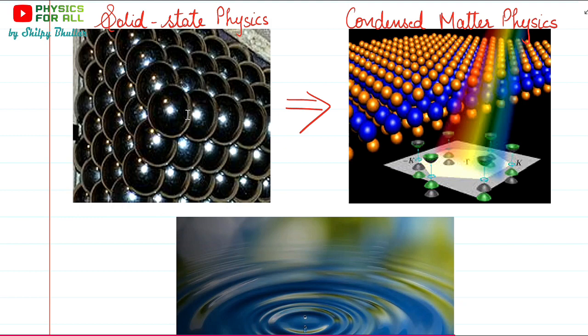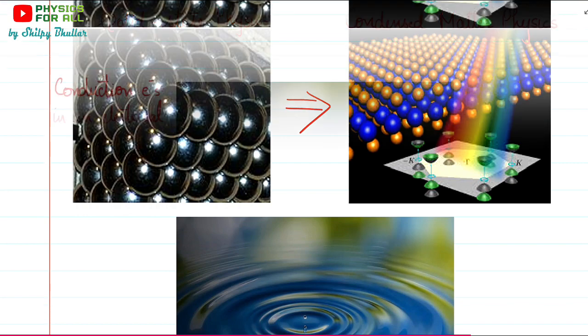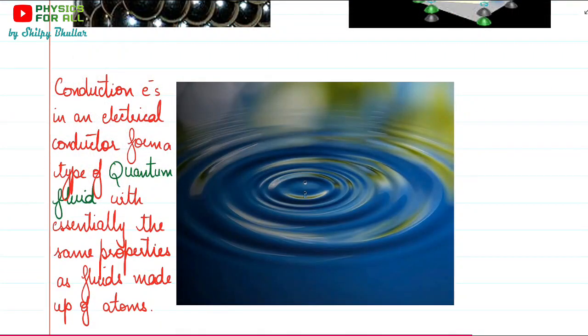physics. And the reason why we call it condensed matter physics is because many of the concepts and techniques that we study and that have been developed for studying solids, they can be applied to fluid as well. Today we say that we have these conduction electrons in an electrical conductor which form a type of quantum fluid.